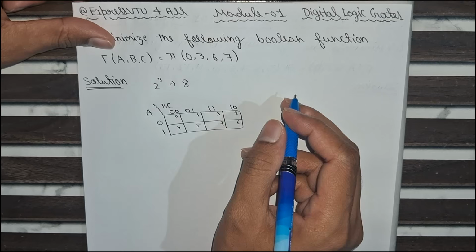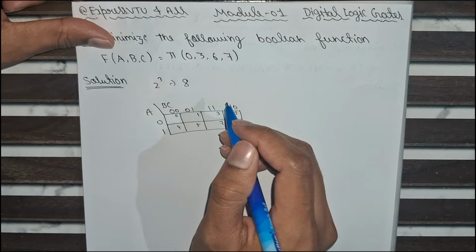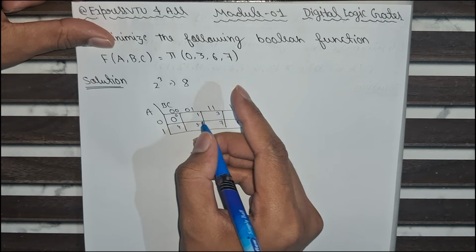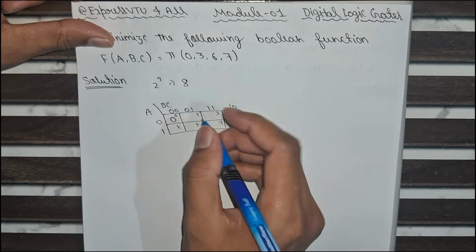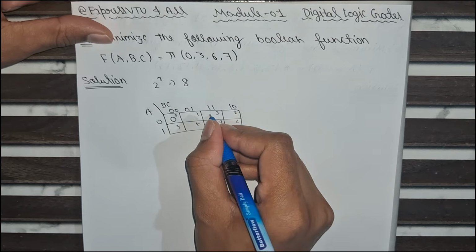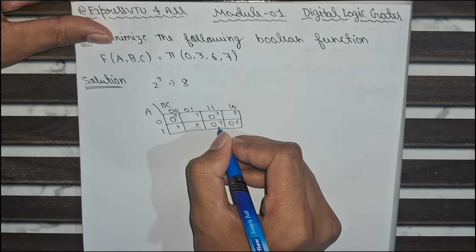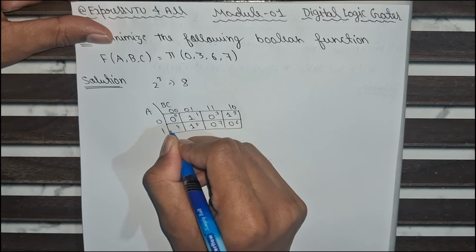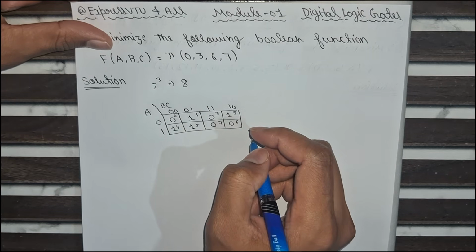Now we will mark the maxterms here. It is given here as pi, which means we will write 0 here. At first we were marking this as 1, but here we have to mark this as 0. Now at 0, 3, 6 and 7 given here, we mark 0, and the rest of the terms we will write 1, or else we can leave them blank, but we have written 1 here. So now we will group this.